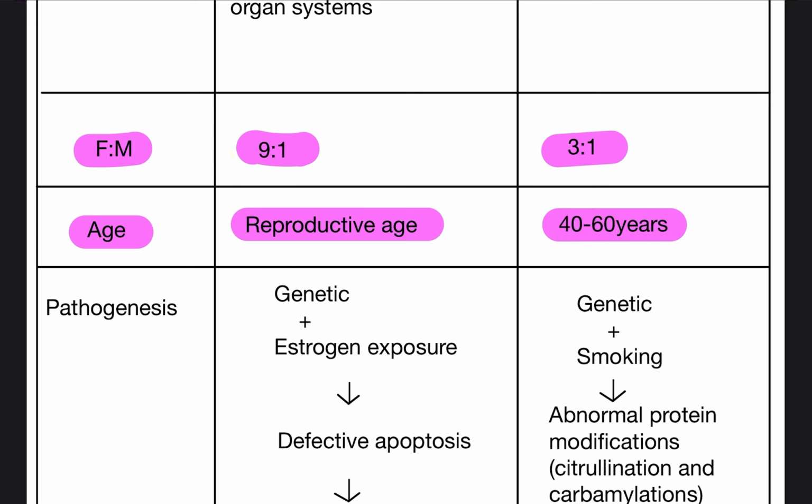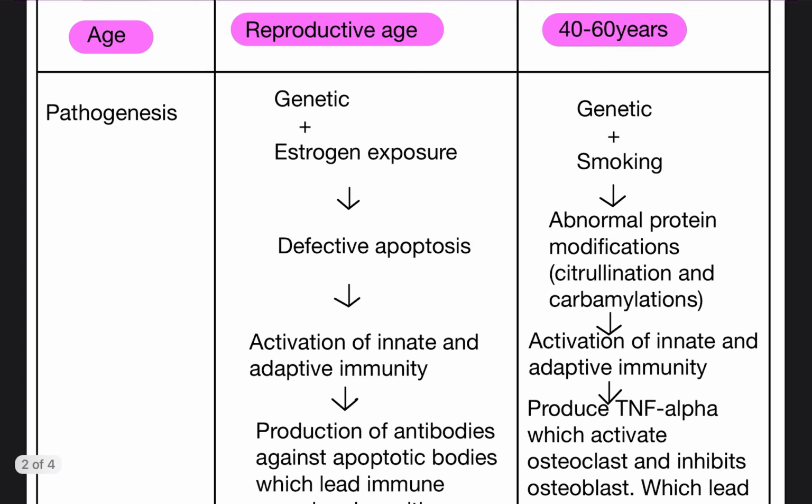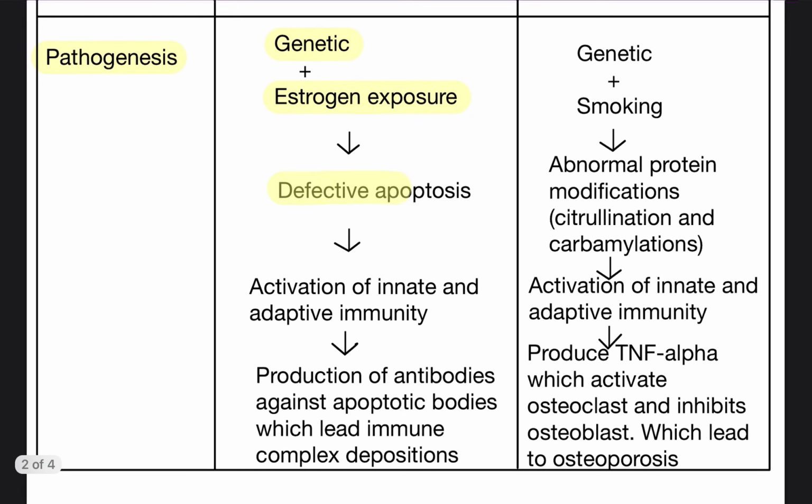Okay, so now we are going to study the pathogenesis of SLE. There are some genetic factors plus estrogen exposure. This could be in the form of OCPs or hormone replacement therapy, leading to defective apoptosis, which leads to activation of innate immunity and adaptive immunity. Now antibodies are produced against these apoptotic bodies, which leads to immune complex deposition. Okay, we got the pathogenesis of SLE.